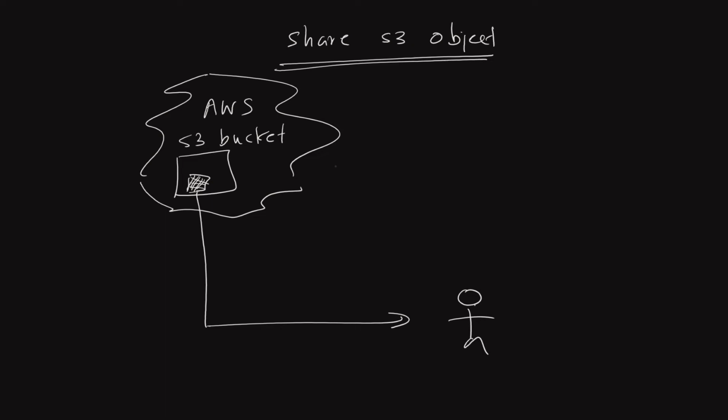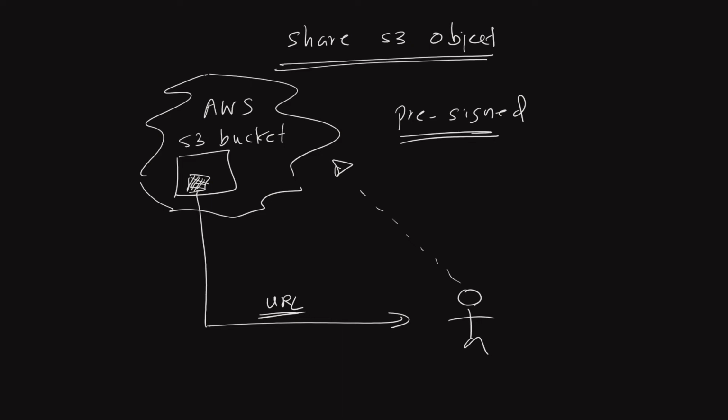So this person doesn't have access to your AWS account. So in that case, how can you do this? You can create something called a presigned URL. It's a very secure way of sharing objects in S3. This presigned URL is a time-based URL. So anyone who has this URL can access this S3 object and download the object.